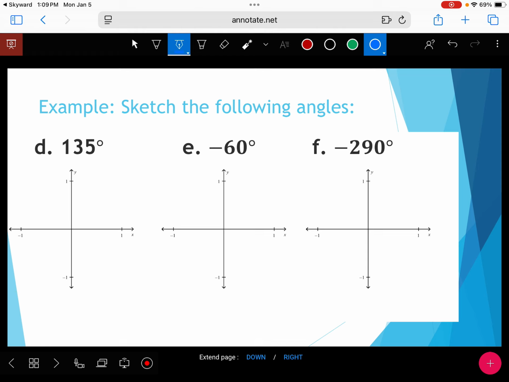Okay. Show me with your fingers. 135. What quadrant are you clicking in? Quadrant 2. This is 0. This is 90. And this is 180. 135 is in between 90 and 180, so it would be here. And that's quadrant 2.